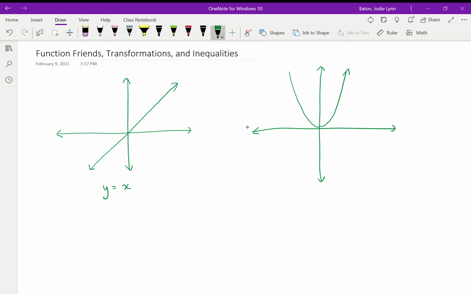we have y equals x squared. So y equals x squared makes a shape called a parabola.